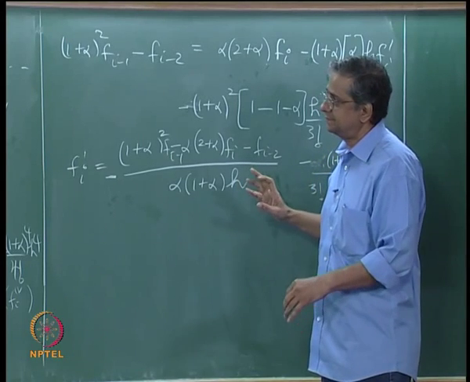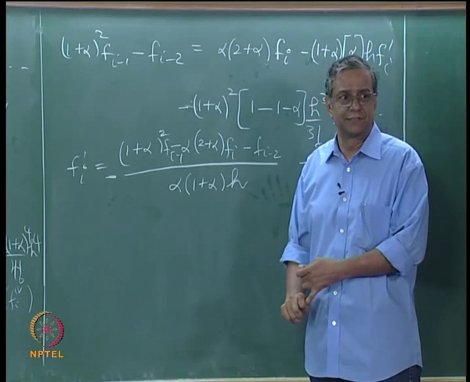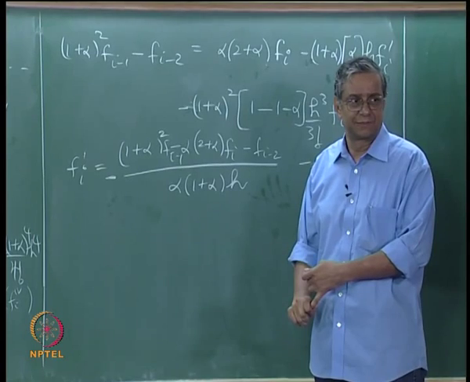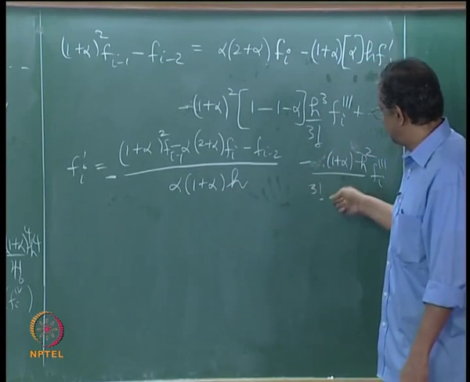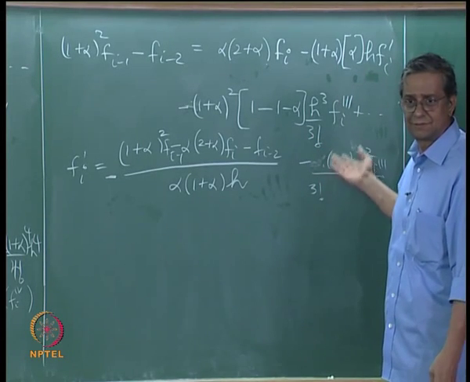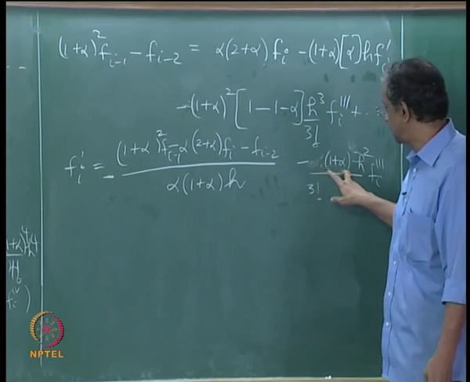So if you take uneven intervals, which you very often will be forced to for other reasons, you will get messy expressions. And this error seems to be slightly large. Depending on the value of alpha, the magnitude of this error term is going to change. So you should have a reason.